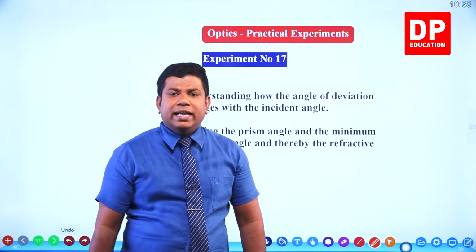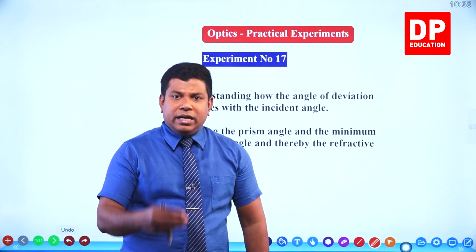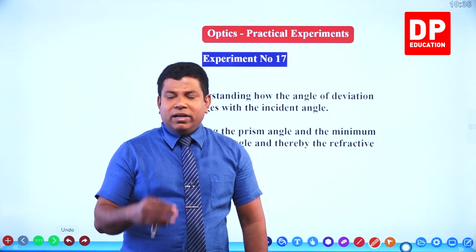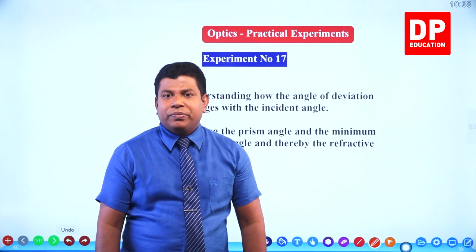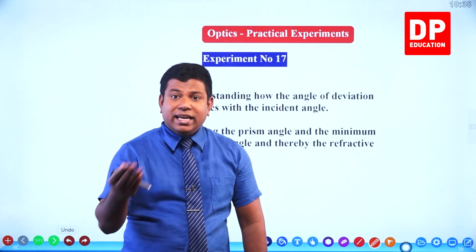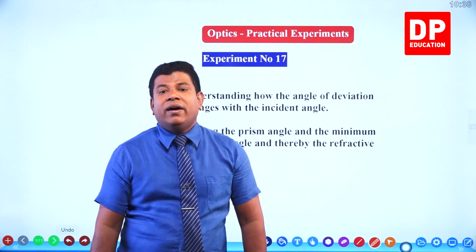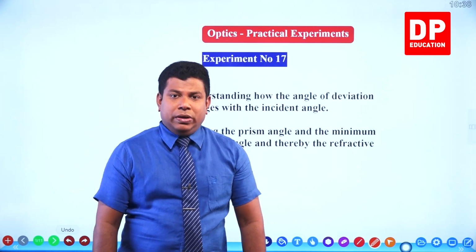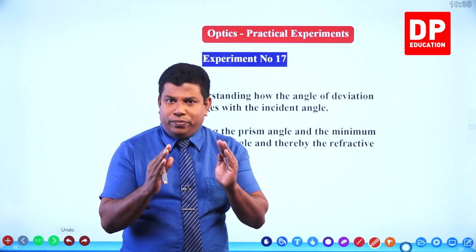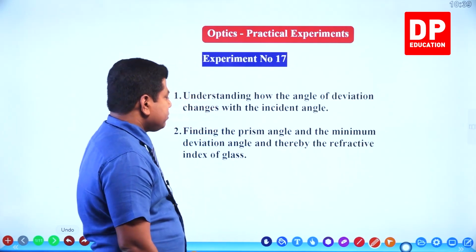In theory, we studied that when the incident angle is gradually increased, the deviation would fall, it will decrease. But it will decrease only up to a certain point. After it reaches a certain point, when the incident angle is increased, the deviation will start increasing again. A U-shaped parabola we studied. So we are going to do this experiment and find out whether that is true. How the graph comes, how are the points? We are going to see that first point.